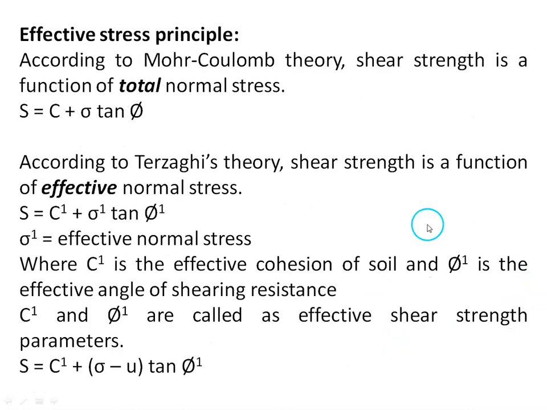Effective stress principle. According to Mohr-Coulomb theory, shear strength is a function of total normal stress. According to Terzaghi's theory, shear strength is a function of effective normal stress. Here sigma dash is called the effective normal stress. C dash and phi dash are called effective shear strength parameters. So how to find the effective stress? By deducting the pore water pressure from the normal or total stress.